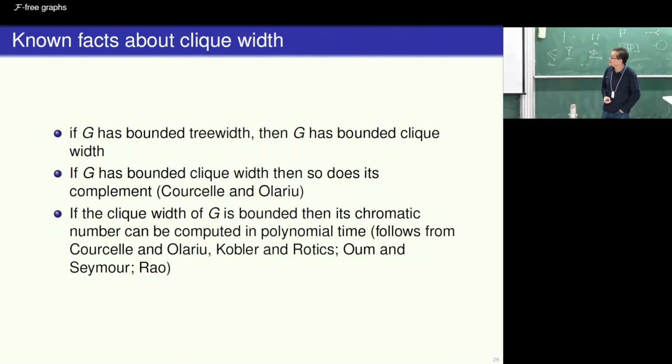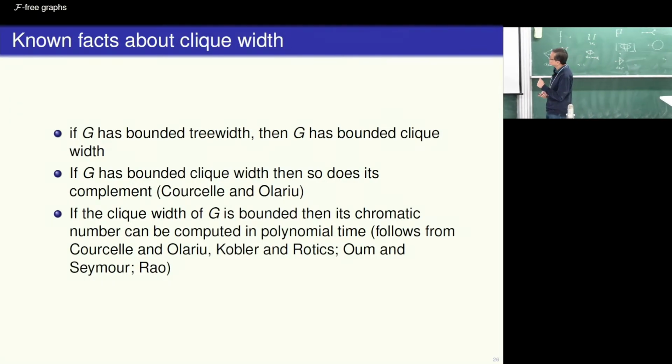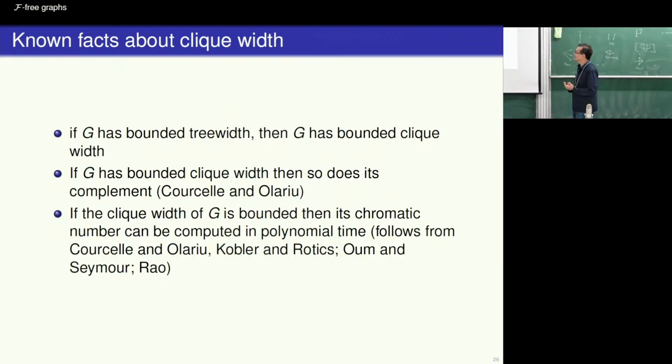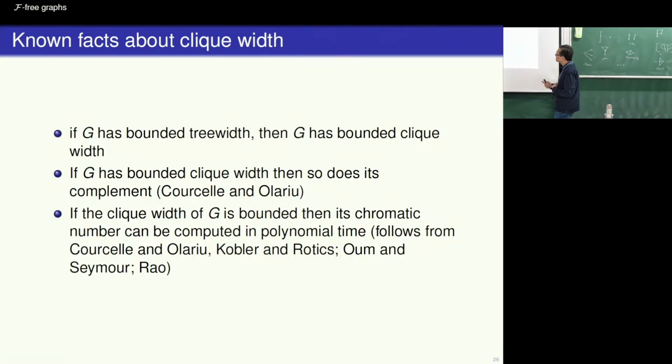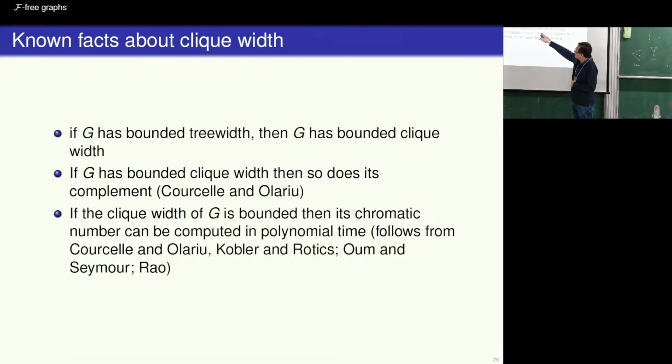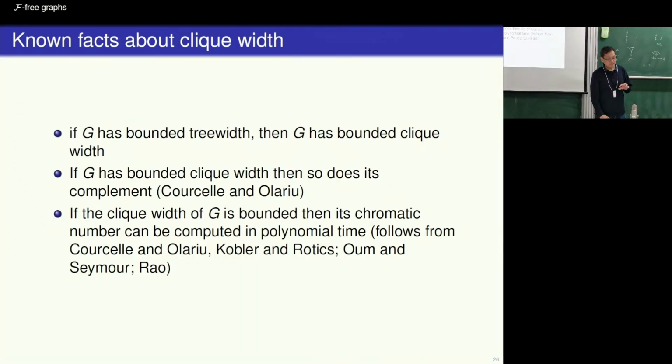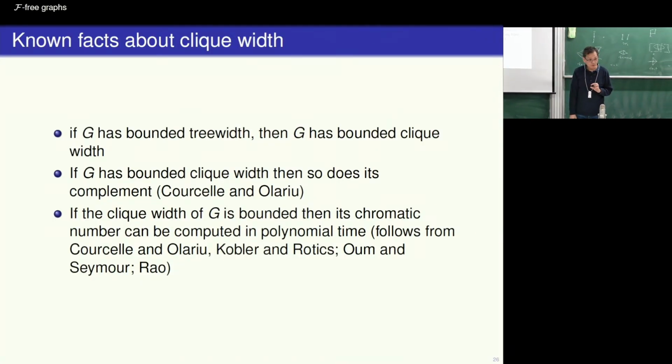It's interesting because, well, if a graph has bounded tree width, then it has bounded clique width. So clique width is in a sense a generalization of tree width. And if a graph has bounded clique width, then the complement also has bounded clique width. And if the clique width of a graph is bounded, then the chromatic number can be computed in polynomial time.